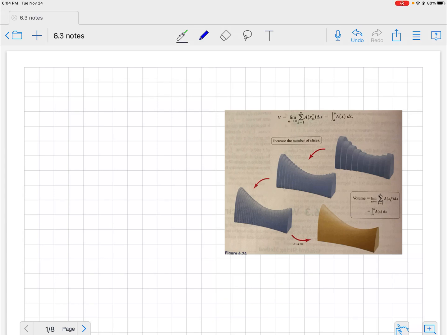All right, guys, here we go. So we are going to be looking at section 6.3, volume by slicing.